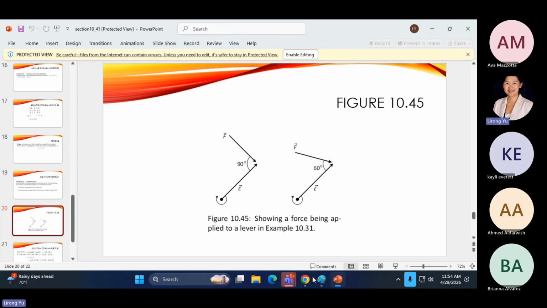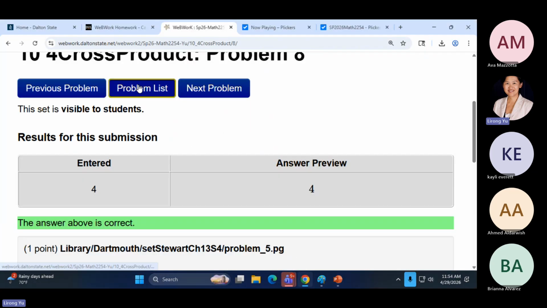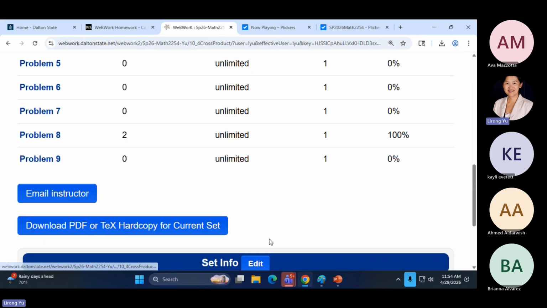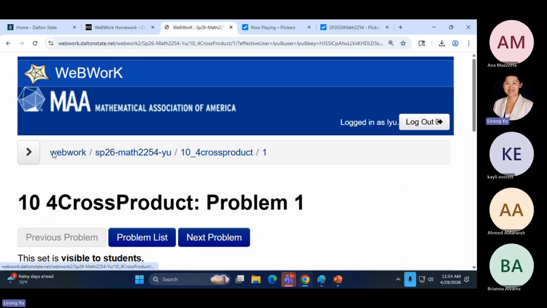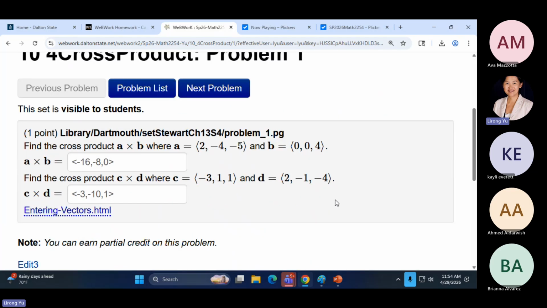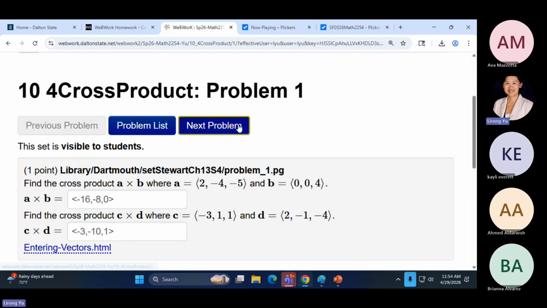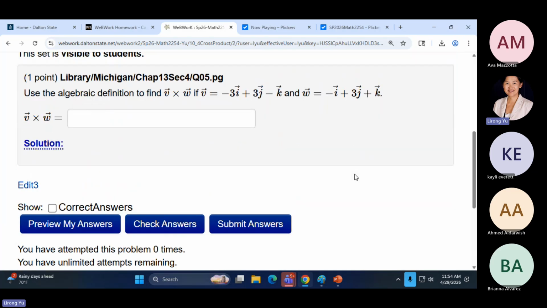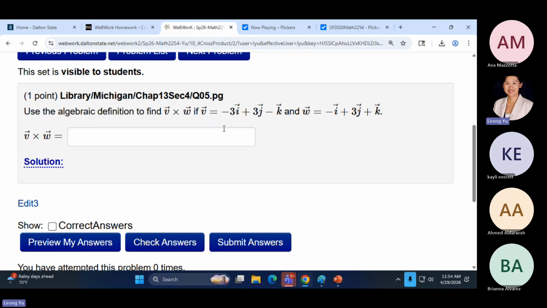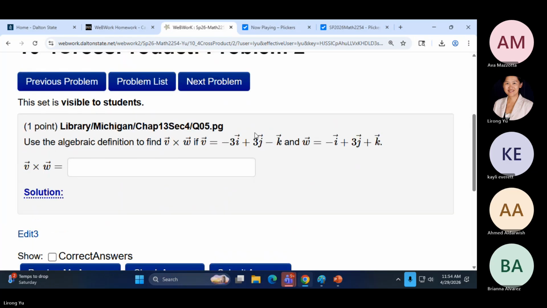Let's see the rest of the questions in the homework, try number 8. Most of them are practice of the cross product calculation. I hope that you were able to try, and we tried question 1 yesterday. And let's see, this is also a cross product calculation example. The first vector is -3, 3, -1. The second vector is -3, 3, and 1. Find the cross product.